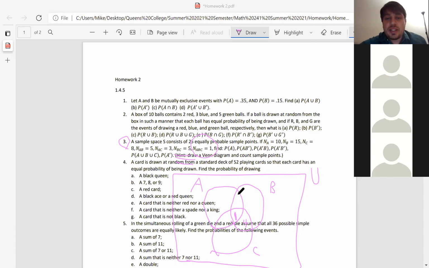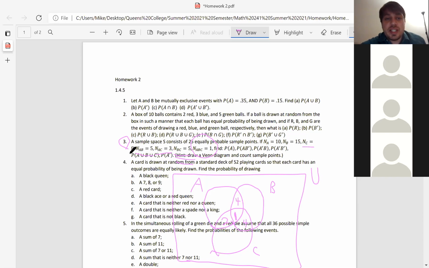So now A and C, the number in A and C is 3. And so if there's 1 here, there has to be 2 more here. So 2 plus 1 is the 3 there. The number in A and B is 5. So if there's 1 here, there has to be 4 here. So that 1 plus 4 is 5.